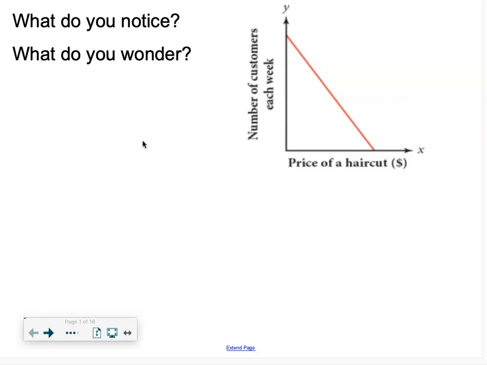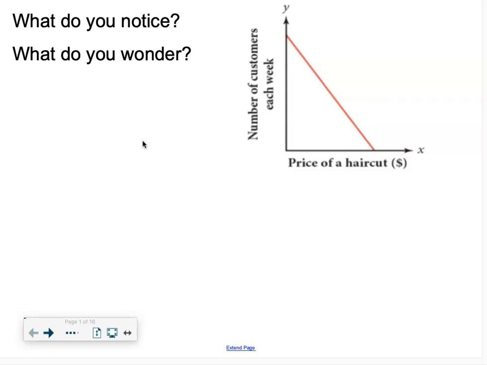So here, obviously, they're not making a profit because they're charging zero, even though they have the most customers, so they're not making anything, right? Here, they're charging a whole bunch, but they have no customers, so they're making zero. So where do you think the highest profit occurs? Somewhere roughly in the middle. Yeah, it's a good guess.